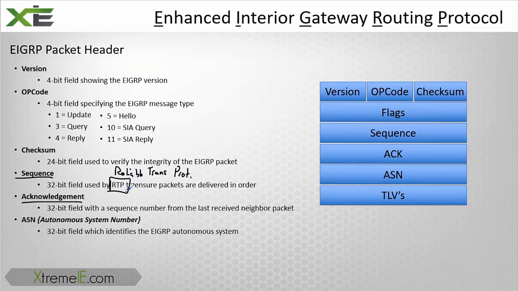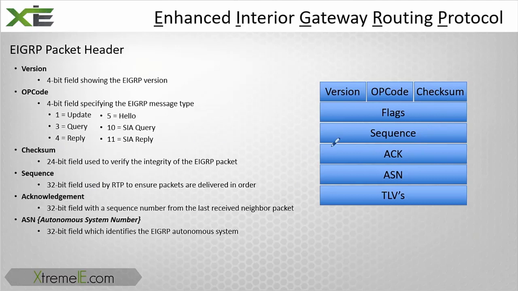So reliable transport protocol is a Cisco proprietary protocol that ensures the reliable delivery of packets. Every time we send a packet that requires an acknowledgement, we are going to increment this sequence number. So I may send you 2 packets, packet number 1, packet number 2. I'm going to increment this sequence number.